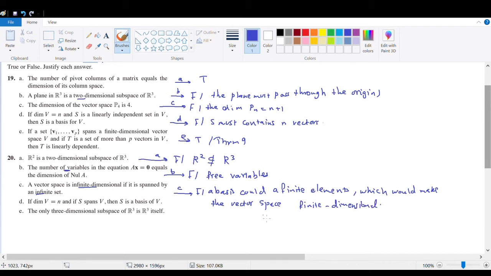Then D, if the dimension of V is equal to n, and if S spans V, then S is a basis for V. Here it is missing that the set should also contain n vectors. So D is false. S must also have n elements. This is by theorem 12. Then E, the only three-dimensional subspace of R3 is R3 itself. So this one is true.